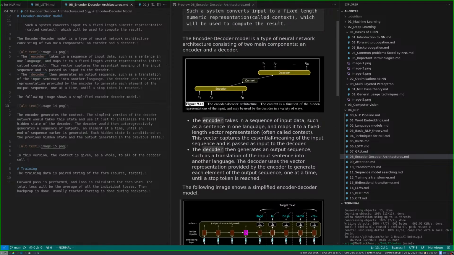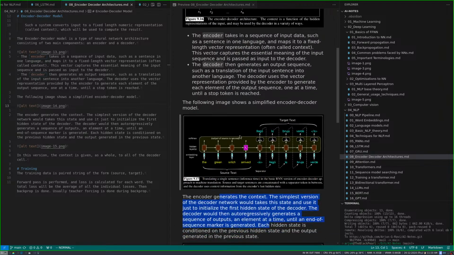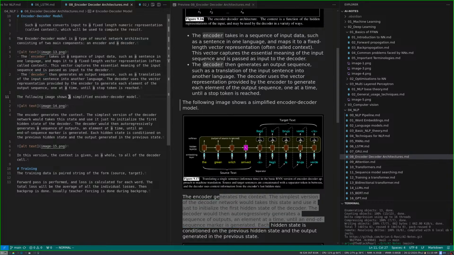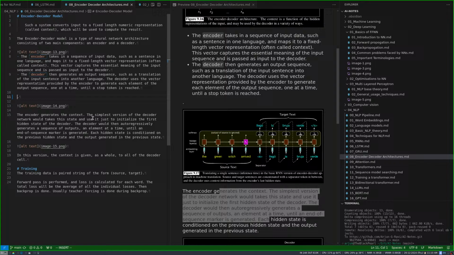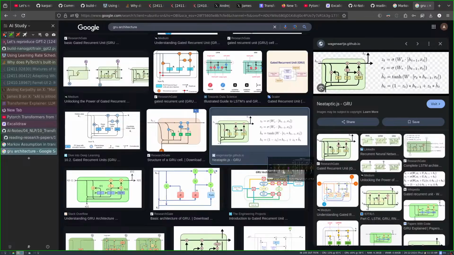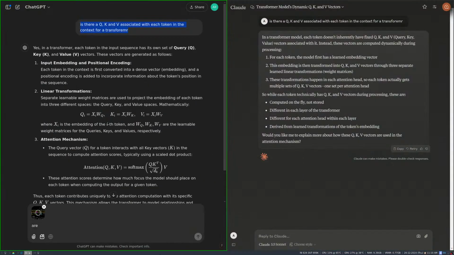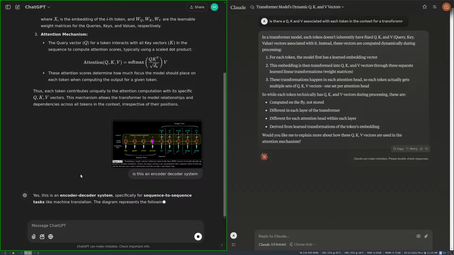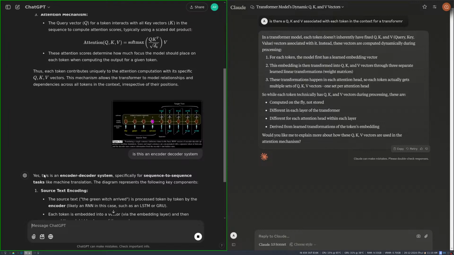Wait, this is not an encoder decoder system. This is a normal system, right? I'm not sure though. I don't know if it's actually... is this an encoder decoder system? Yes. Okay.